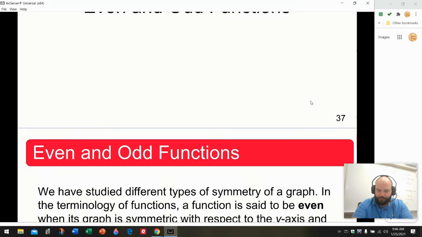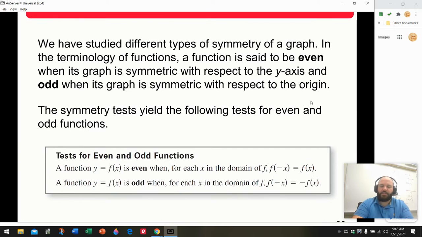So let's get started. Throughout this section, we've studied different types of symmetry of a graph. In the terminology of functions, a function is said to be even when its graph is symmetric with respect to the y-axis, and it's odd when the graph is symmetric with respect to the origin. Now, I want to pause for a second and highlight a little of what this is. Even means it's symmetric with respect to the y-axis. So let's talk about what that means.